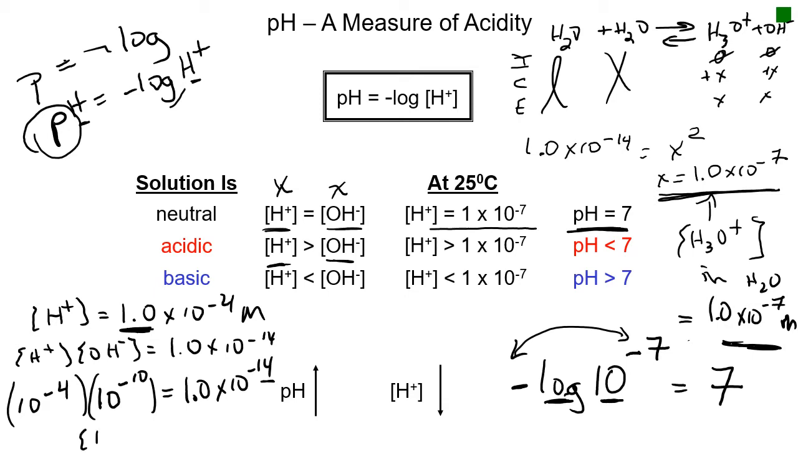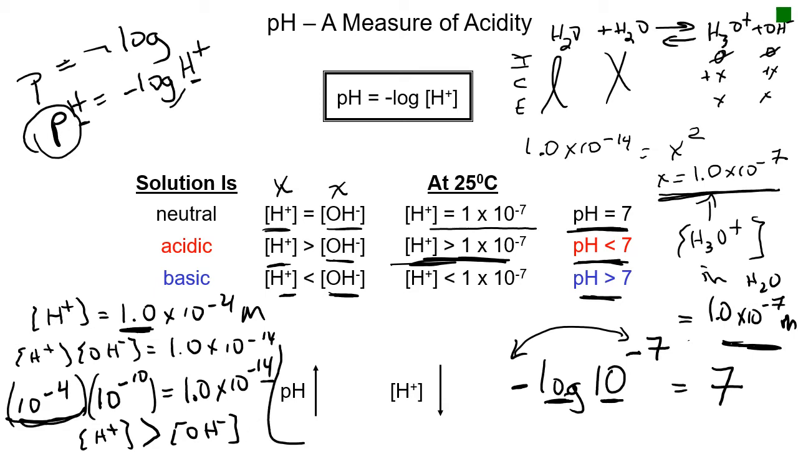Note the H plus is greater concentration than the OH minus, which says that our acid dominates and our pH is going to be less than 7. Why? Because the minus base 10 log of 10 to the minus 4 is going to be 4, which is going to be a pH of less than 7. If our OH minus is greater than H plus, our pH here is going to be greater than 7. Note, as the H plus goes down, the pH goes up.